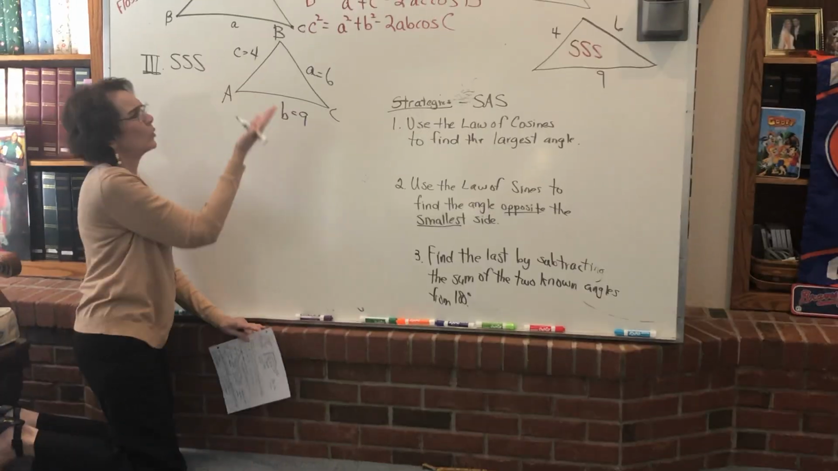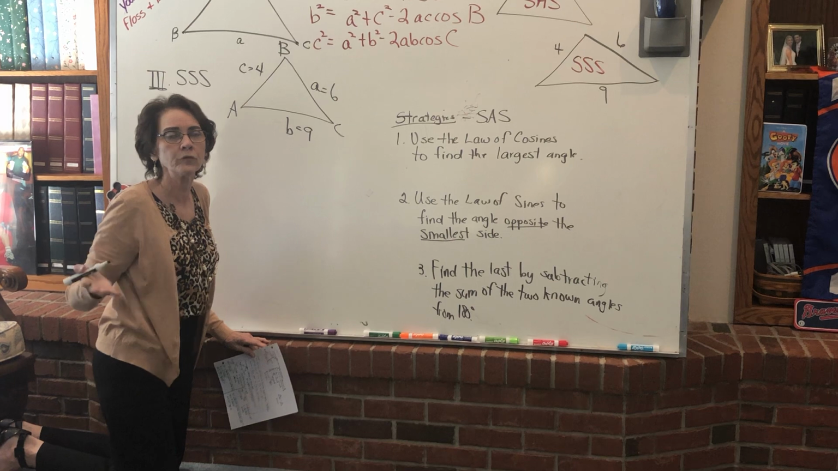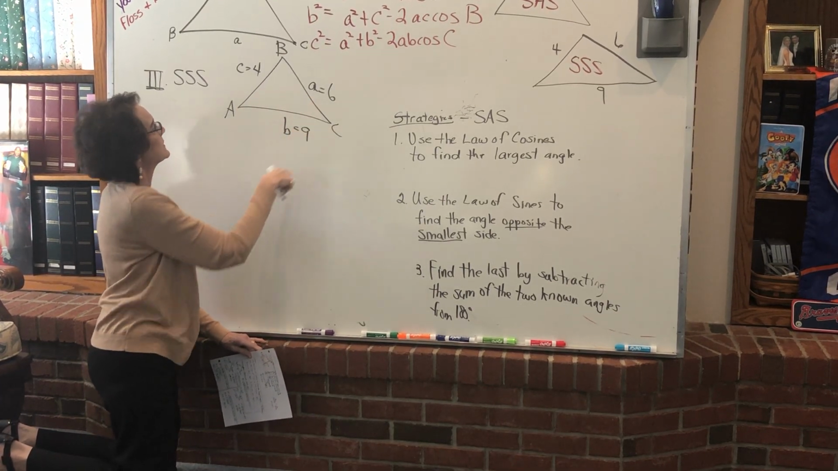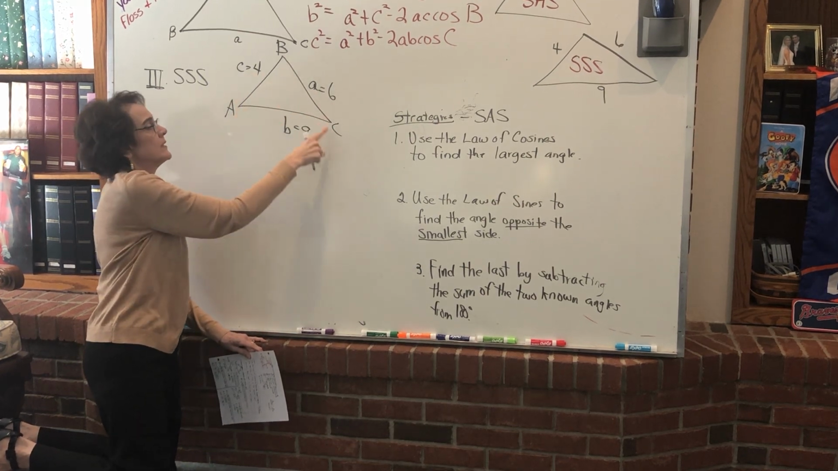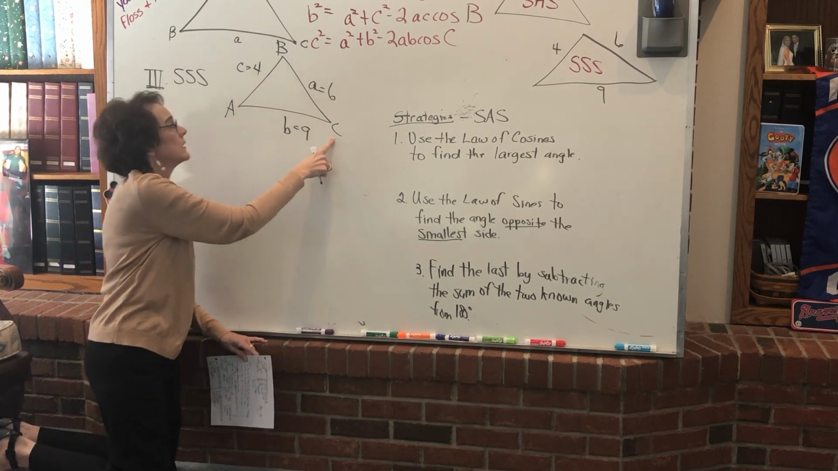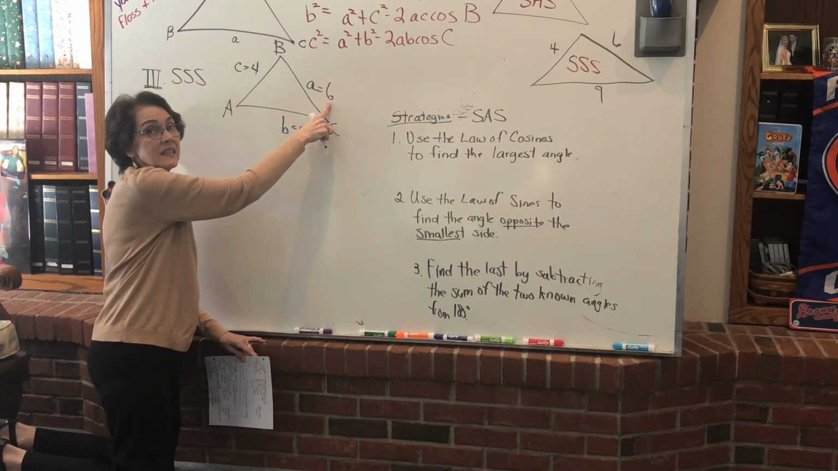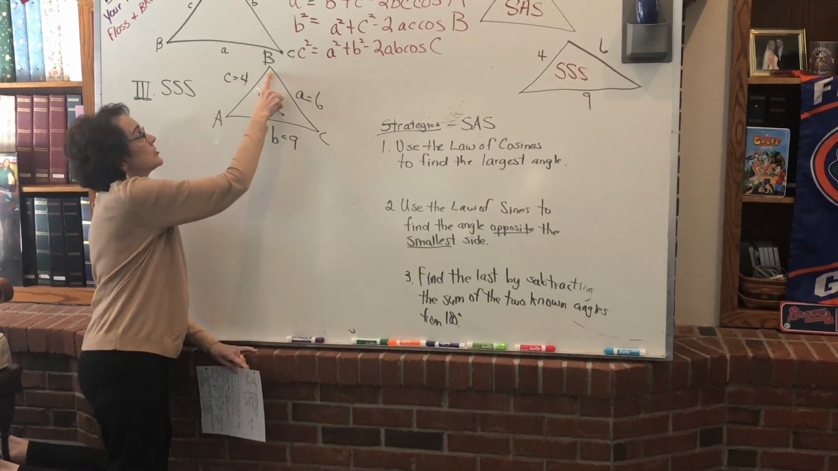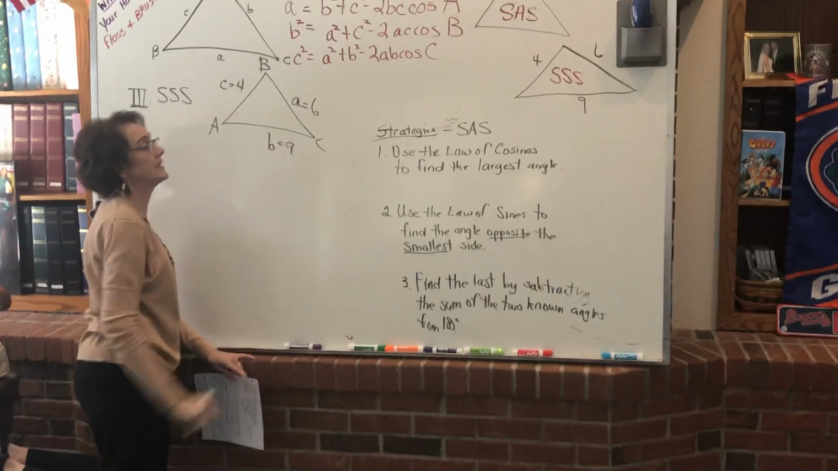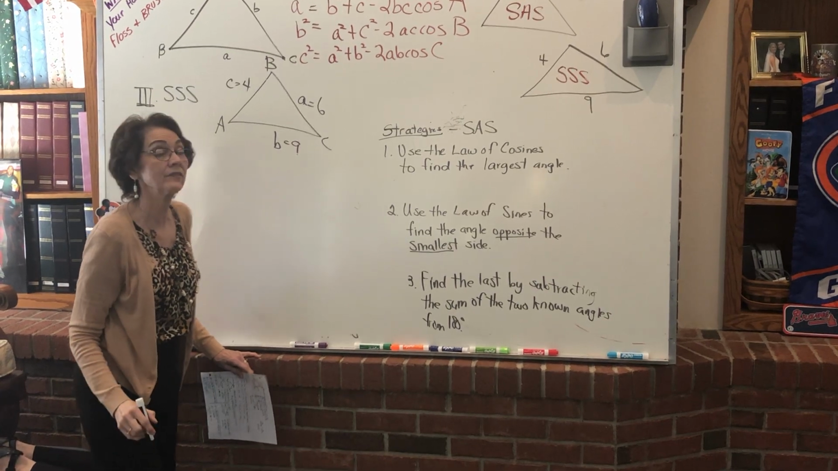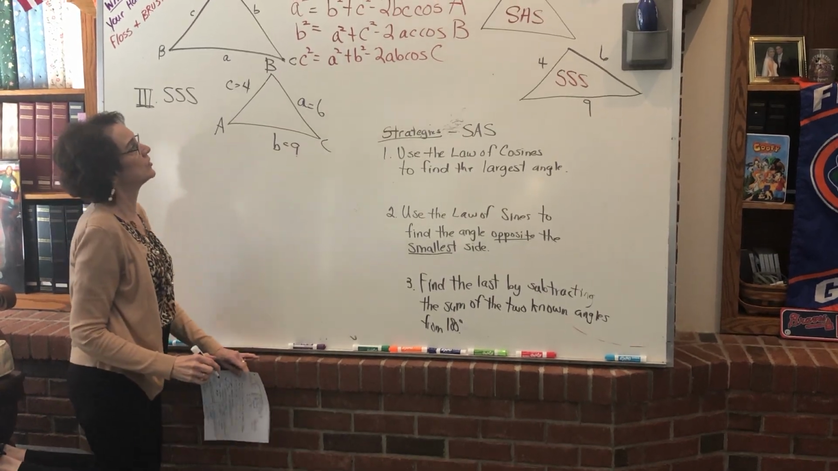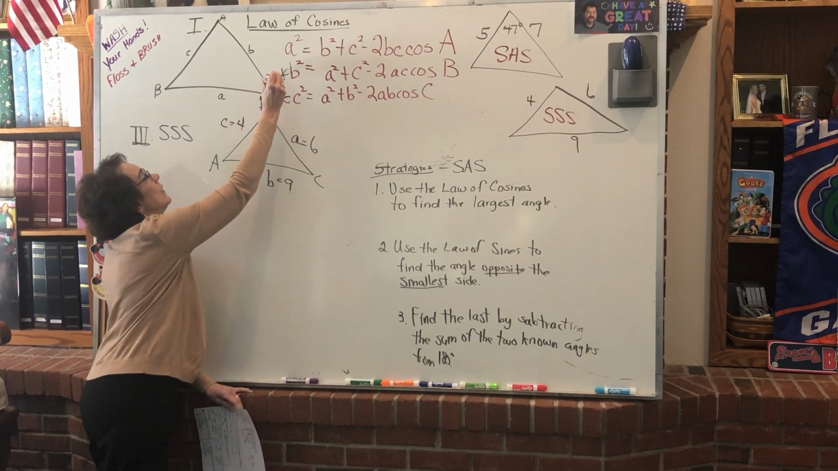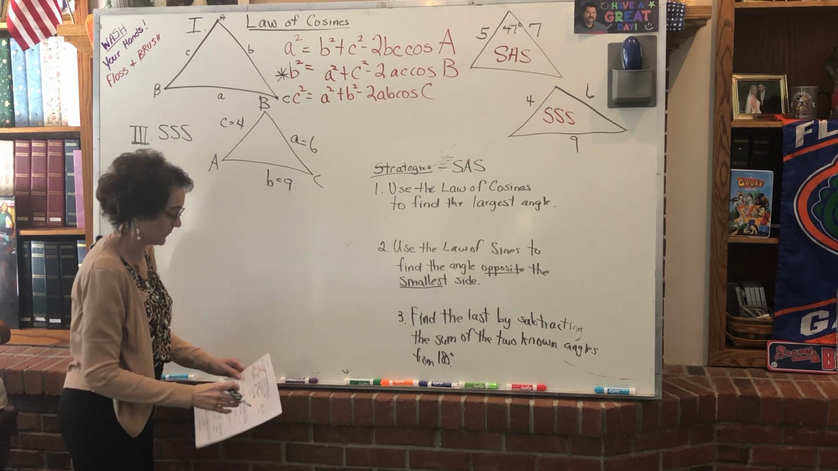Well, then you might look and say, well, which one's the largest? Well, hopefully you'll remember that. Let's see, 4 is the smallest. So that means C is the smallest angle. A is 6, that's the middle side. So that's the middle angle. And then your largest side is 9. That means B is your largest angle. So we're going to need to find angle B first. Well, if we need to know angle B first, we're going to use that formula right there, okay?